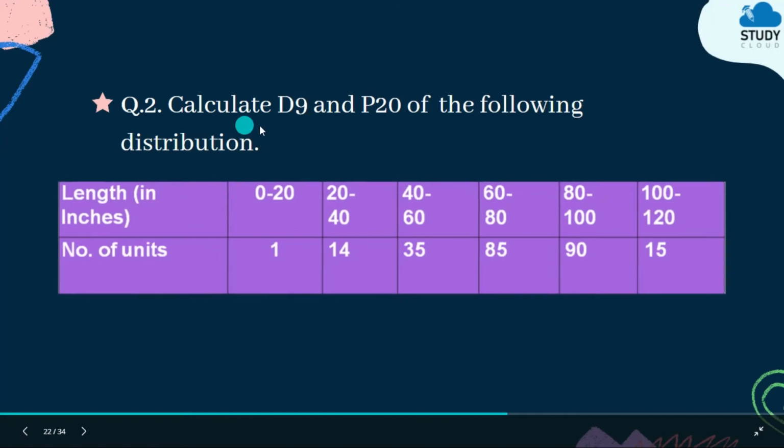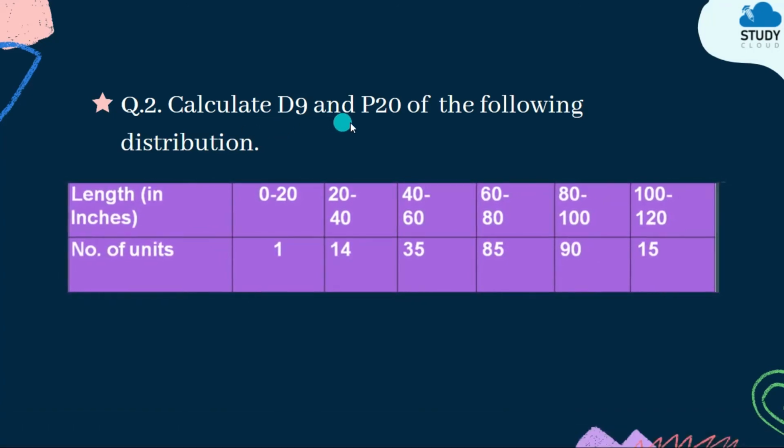Now let's see one more example. Here calculate D9, meaning decile 9, and P20 of the following distribution. So here class interval is given to you along with some frequency. Your length in inches is given and number of units are given to you. As you can see here, the values are in class interval. So here we will use a formula of grouped data.